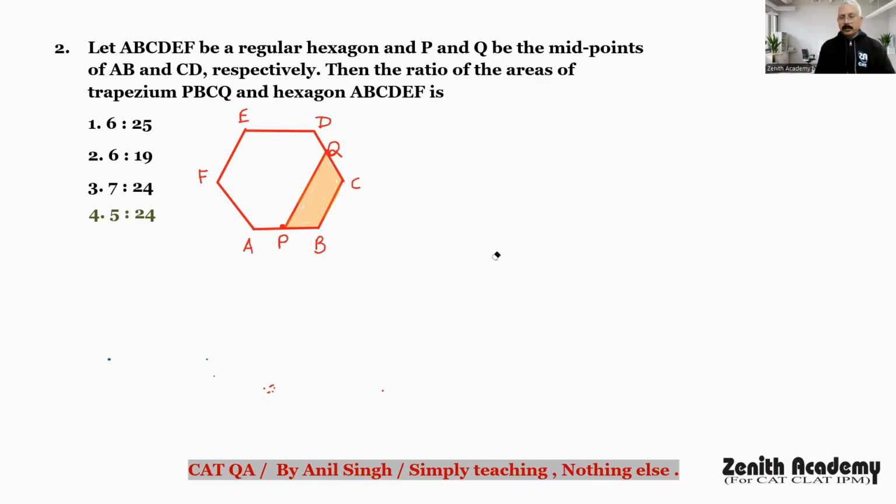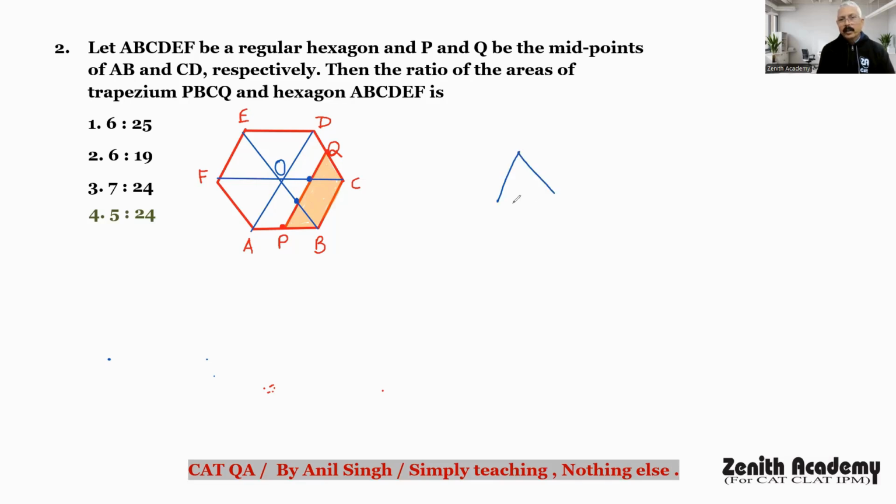And the quicker approach of this question is, look here, P is a midpoint of AB, Q is a midpoint of CD. Look here, if I take this and this, if these are diagonals of a hexagon, it makes six equilateral triangles. This line PQ will also bisect OC and OB. It means they are midpoints.